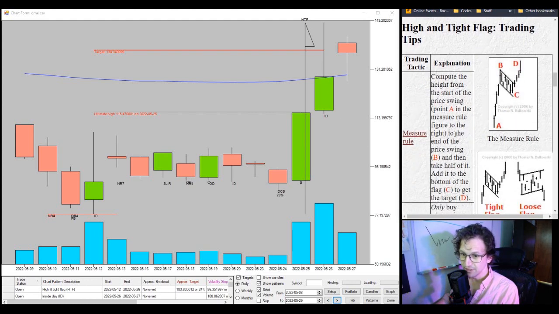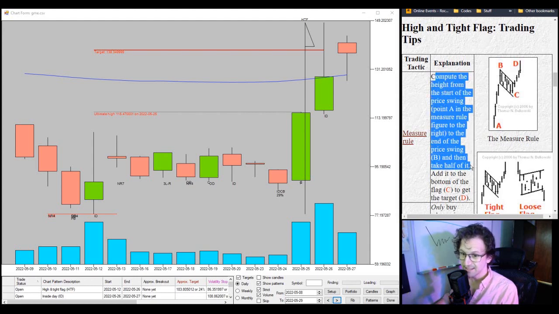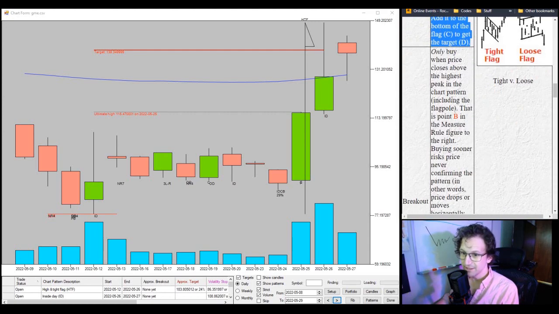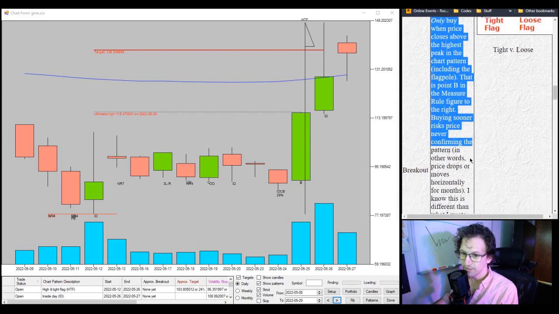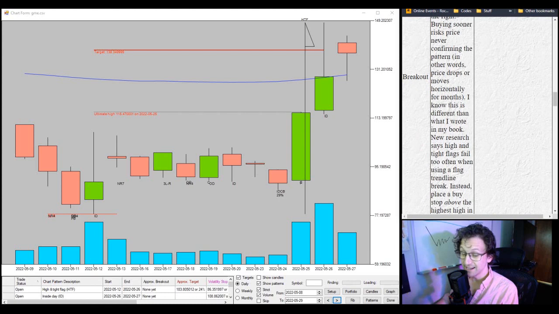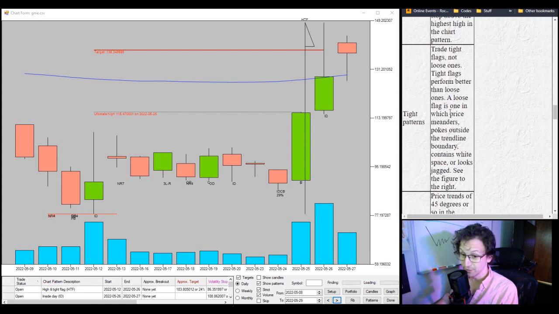Okay, so let's have a look here. The measure rule is incredible. Compute the height from the start of the price swing A in the measure rule figure to the right to the end. Take half of it, add to the bottom of the flag. Okay, but let's keep going. Breakout. Only buy when price closes above the highest peak in the chart pattern, including the flagpole. That is point B in the measure rule figure to the right. Buying sooner risks price never confirming the pattern, and that has happened. AMC had a high and tight flag that never confirmed when it ran to 34.